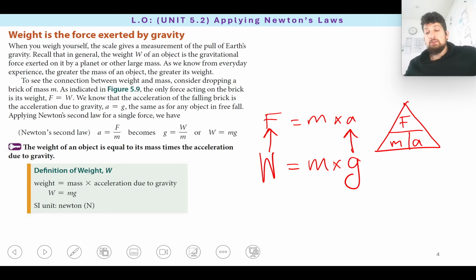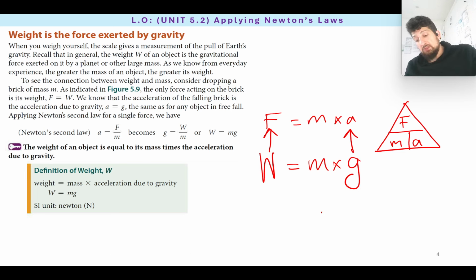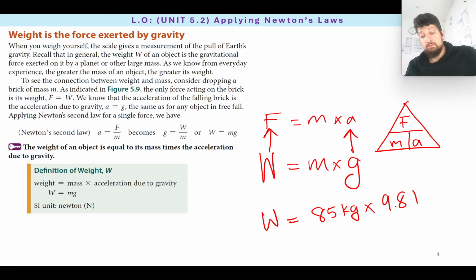So just back here for a second. Let's say, for example, I have a mass of 85 kilos. Here on Earth, my weight is going to be 85 kilograms multiplied by 9.81. 9.8 is sufficient. And that's going to give me my weight in newtons. So 85 times 9.8, and that's going to be approximately 833 newtons. Easy peasy, lemon squeezy.